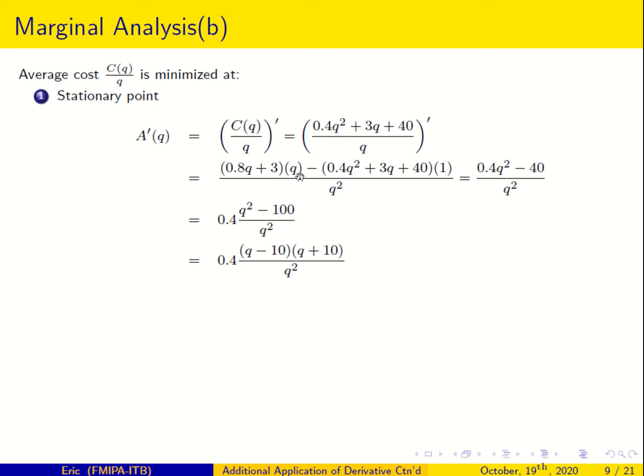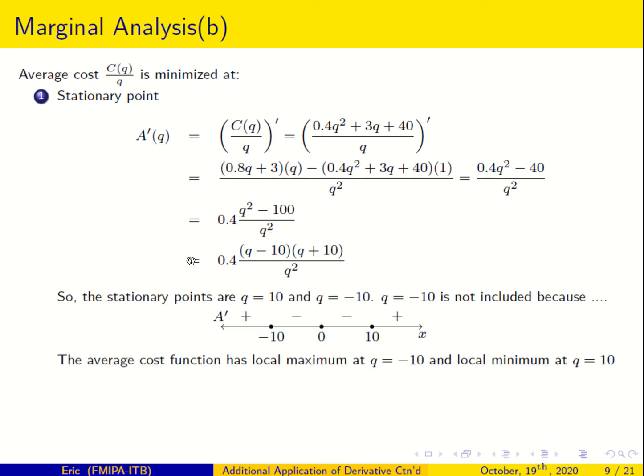And how do I find the derivative? It is u' phi minus u phi' divided by phi squared. So I can simplify this into this, and I can factor out 0.4. So I have this. You can factorize Q squared minus 100, and you have this. And you want to have the sign diagram. So the sign diagram is given by this.